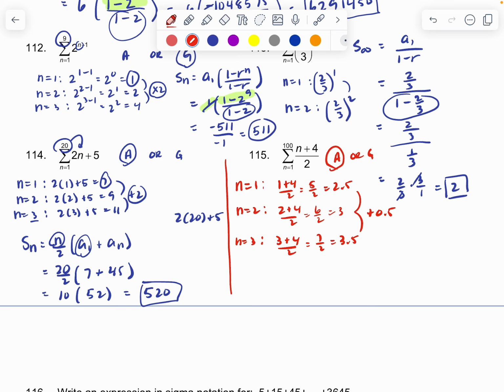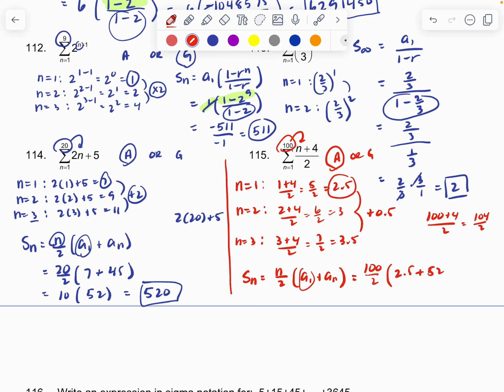So same idea, let's use the arithmetic sum formula. S sub n equals n over 2 times a sub 1 plus a sub n. So the number of terms in this case is 100. So 100 over 2. The first term is this 2.5. And the last term, that's the 100th term, so I need to plug that in. That's going to be 100 plus 4 divided by 2. So that's 104 divided by 2, which is just 52.